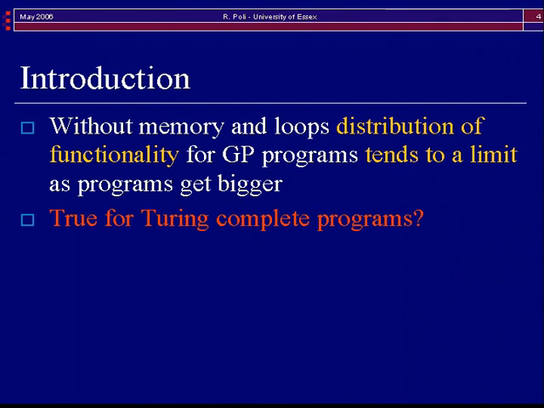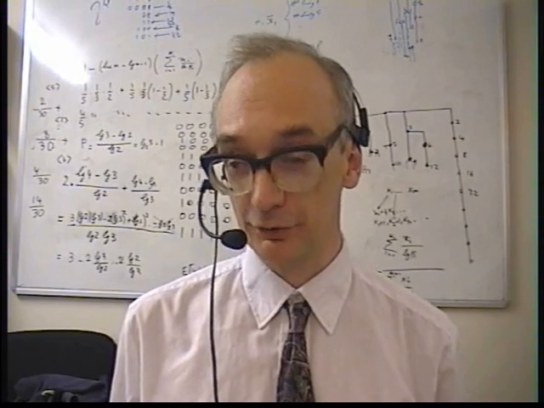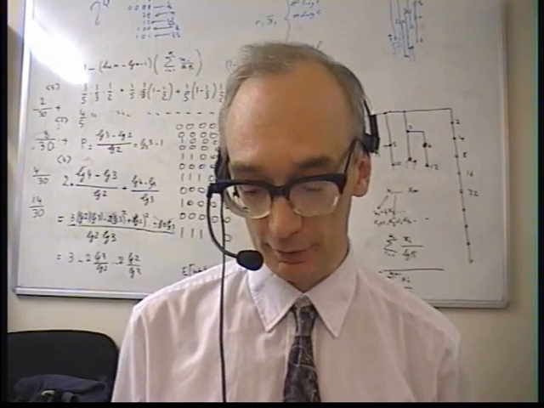So, as I've said before, we have these results that as programs get bigger, their functionality tends to a limit. And what we want to do is see if that's true also for Turing-complete programs. And in fact, we've given away the answer already. We know that there is a limit, and in the limit, the fraction of halting programs goes to 0.